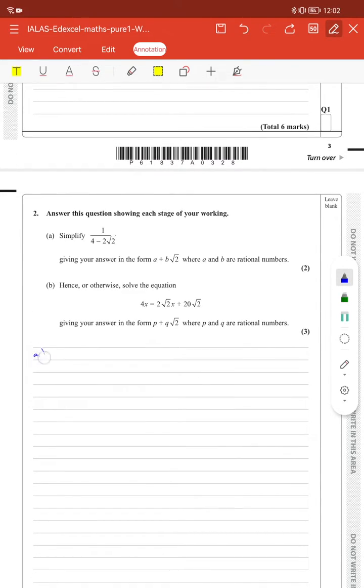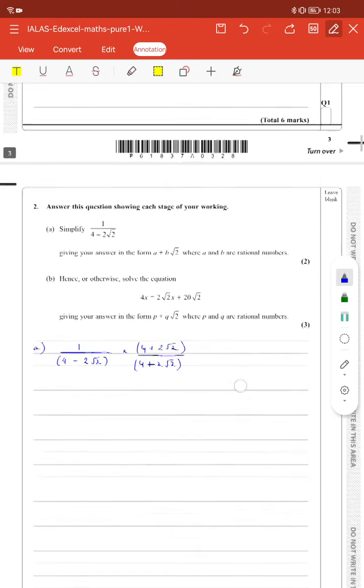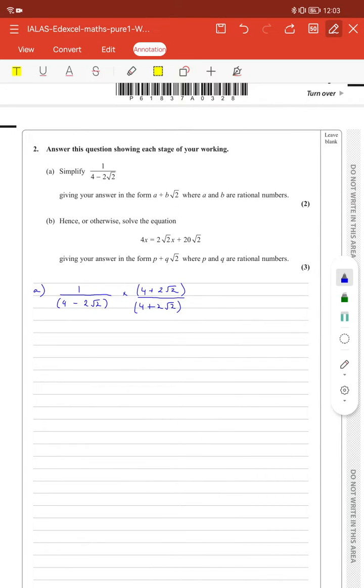For the first part of question 2, this is asking you to rationalize the denominator. So remember, you need to show all your working out in order to get the marks. You can't just put it into your calculator. And to rationalize the denominator, we would times the top and the bottom by the same denominator, but change the sign. So if it's negative, we make it positive. If it's positive, we make it negative.